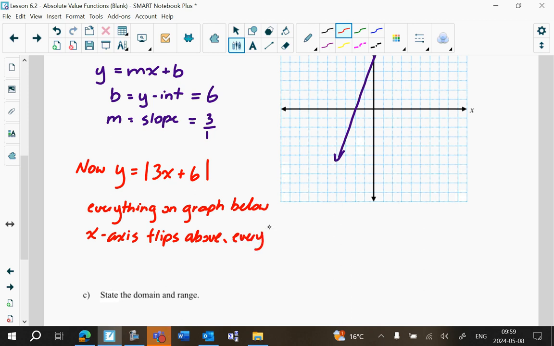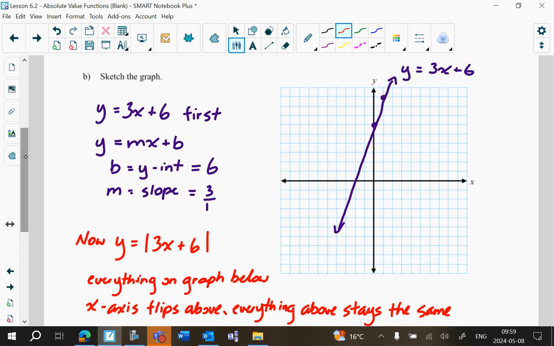Everything above stays the same. So what I need to do: everything below the x-axis, I have to flip above. So starting here, it's going to look like this, because this point here meets the intersection of grid lines. And so does this one down here. So these ones flip above.